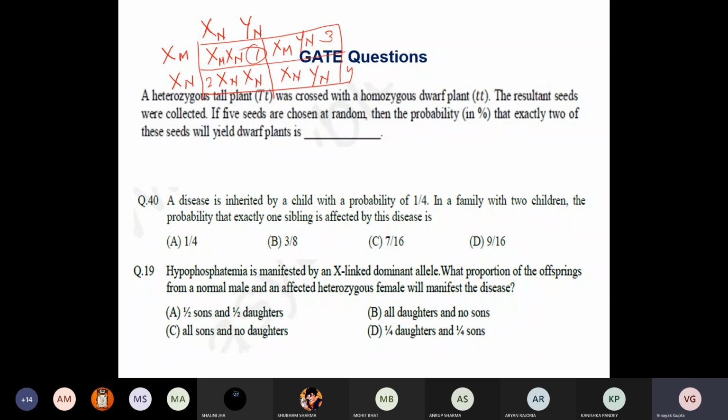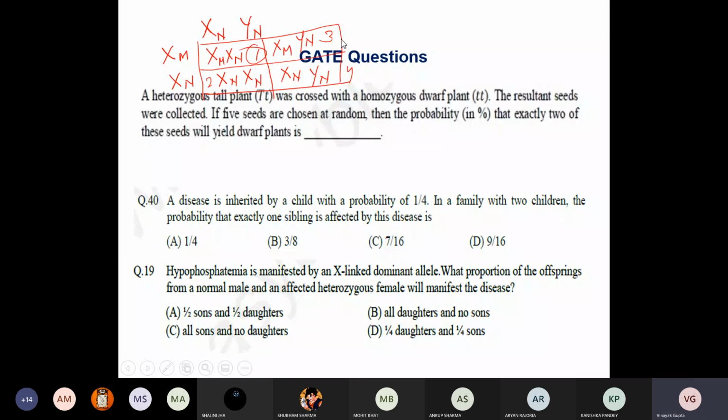First one is going to be a girl, and will it be affected or not? Yes, sir, affected. Yes, because one chromosome is having the mutation, and it is the X-linked dominant. That means if one allele itself is mutated, the disease is going to be there. So diseased. Okay, second girl, XN XN, normal. That means half of the girls, half of the daughters, are going to be affected.